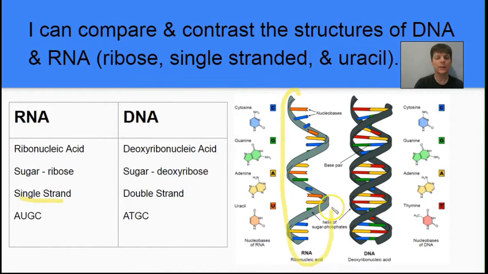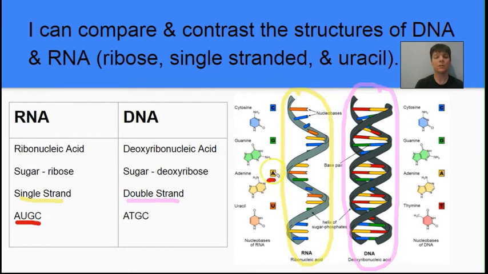Next learning target is to compare and contrast the structure of DNA with the structure of RNA. So RNA is a single-stranded molecule. You can see I've circled that on the left-hand side of the image on the right in yellow. DNA is a double-stranded molecule. I've circled that in pink. So single-strand RNA, double-strand DNA.